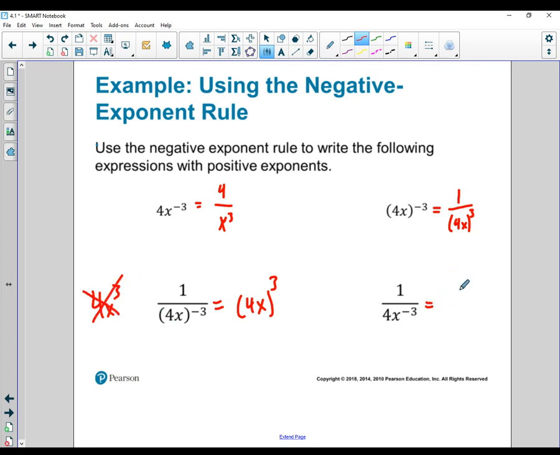This one, however, you move, this one's a little weird. The 4 doesn't have a negative exponent, so that stays in the bottom, but the x cubed gets moved to the top. 1 times x cubed is just going to be x cubed, and then you leave the 4 in the bottom. Right? That 4 stays there because that 4 doesn't have a negative exponent on it. So you just really have to be careful with what you're doing there.